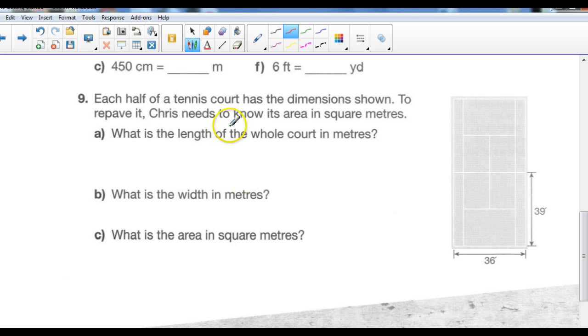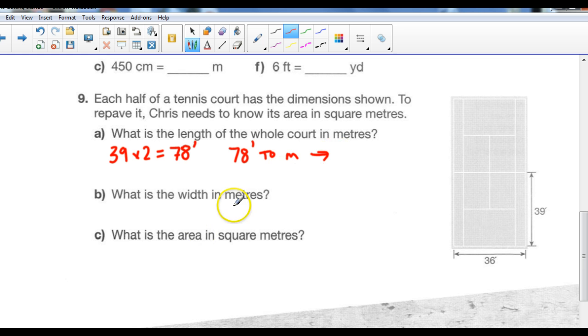Each half of a tennis court has a dimension shown: 39 feet by 36 feet. To repave it, Chris needs to know its area in square meters. What is the length of the whole court in meters? So we have 39 feet. We multiply that by 2, so 39 times 2 is equal to 78 feet. Then you want to convert 78 feet to meters. You can use the conversion charts in the back.